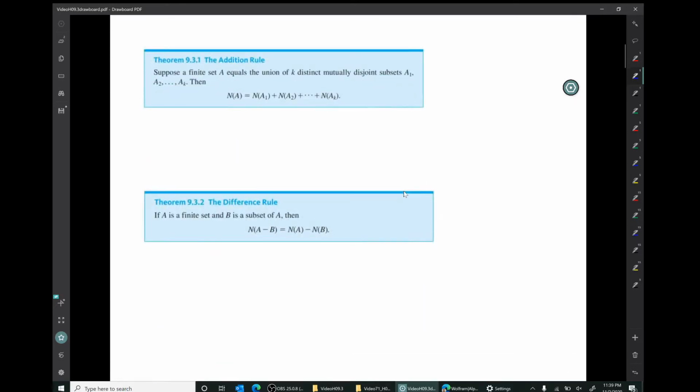The addition rule says this. Suppose a finite set A equals the union of k distinct mutually disjoint sets, A1, A2, up to AK. Then the number of elements in set A is simply the sum of the number of elements in each of the individual sets. The number of elements in A1 plus the number of elements in A2, all the way up to the number of elements in AK. That can be illustrated this way.